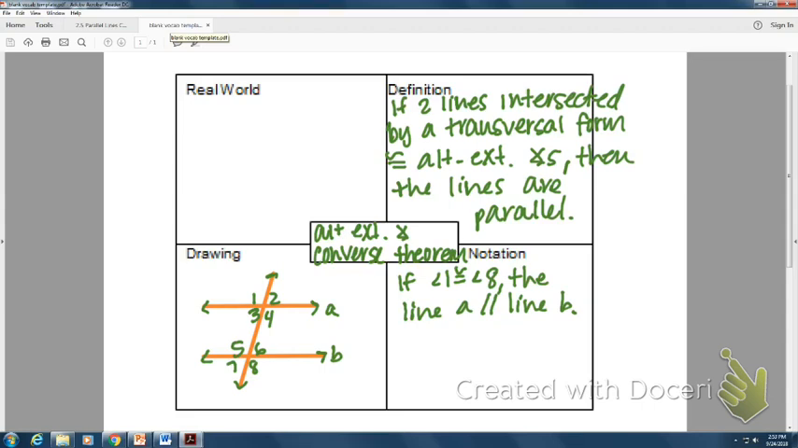Questions on alternate interior or alternate exterior? What does alternate refer to? Opposite sides of the transversal. And what does interior, exterior refer to? Inside and outside of the parallel lines. Very good. Awesome. Okay, our last two.